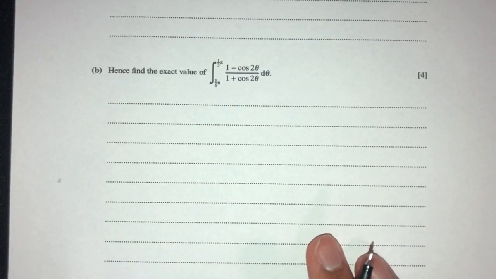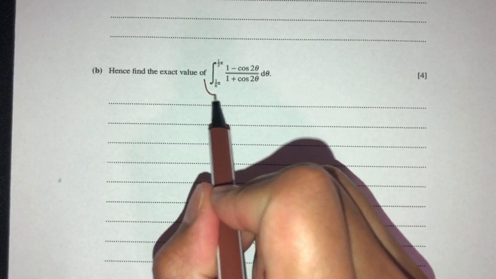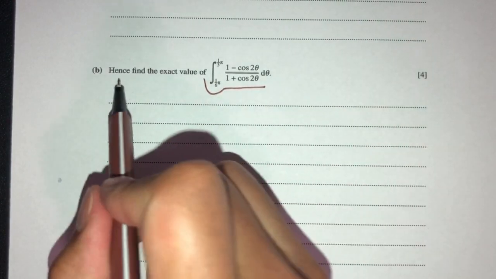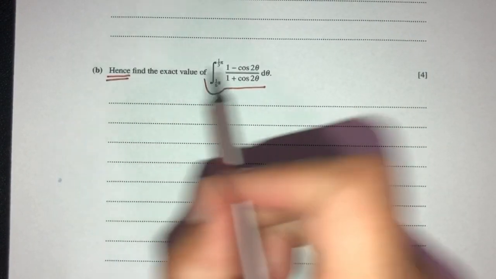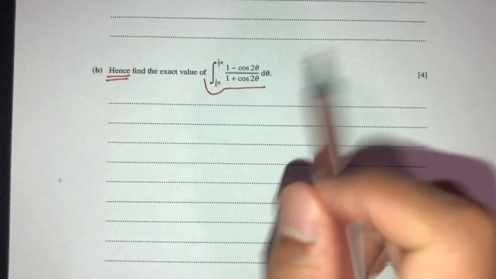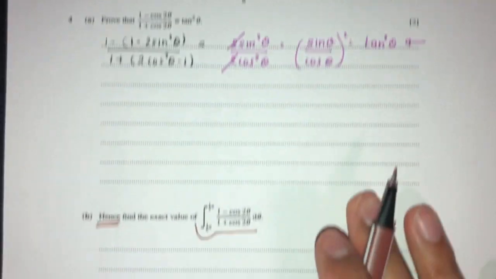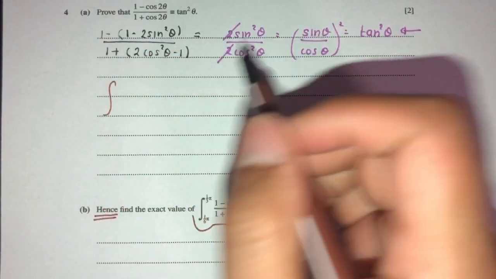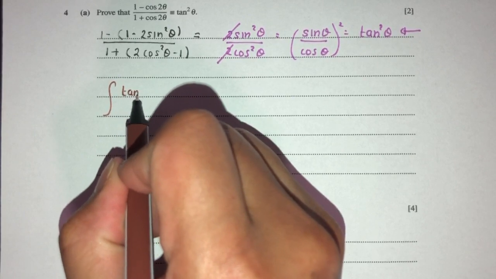Now let's move on to part 2. Hence, we have to integrate this. So when you see hence, it means using part 1. So we know this thing right here became this, right? So we have to integrate this instead. That should be tan square theta.